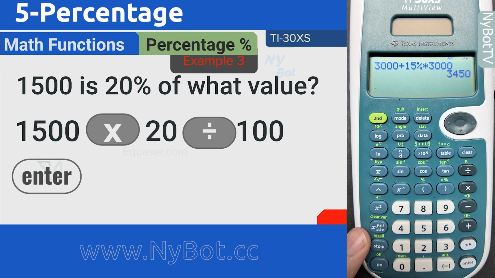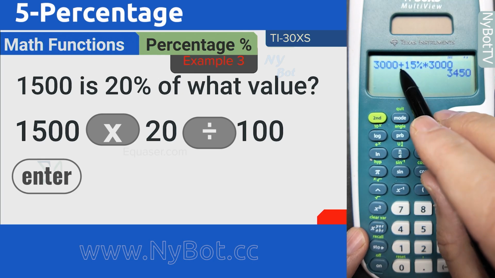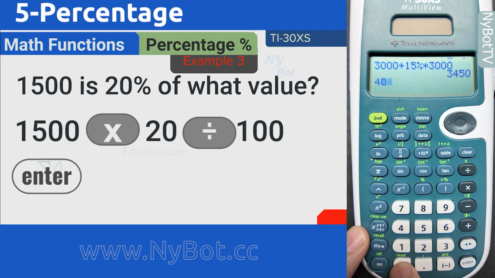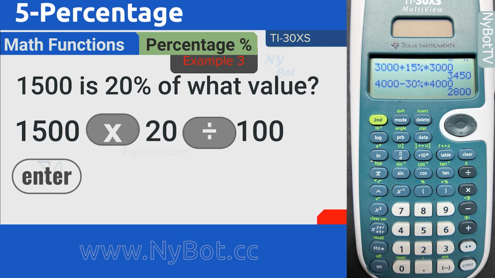The second example would be discounting. So we just change the sign. Let's say you have 4,000 and you want to give a 30% discount: minus 30 shift percent times the same value. So that has been discounted 30%.